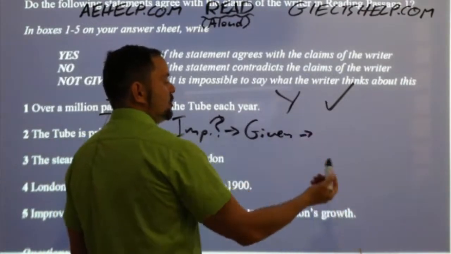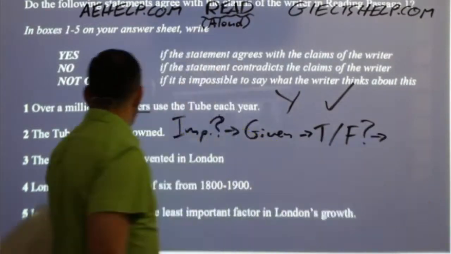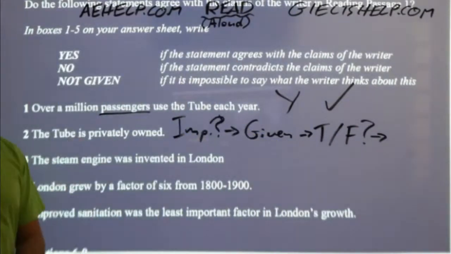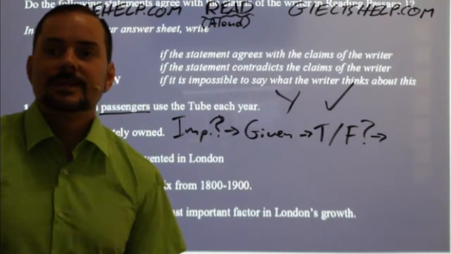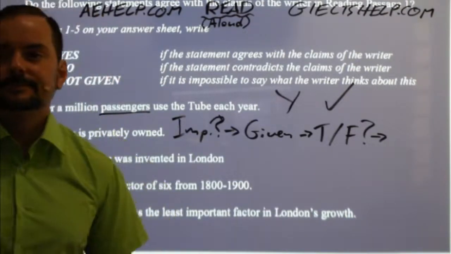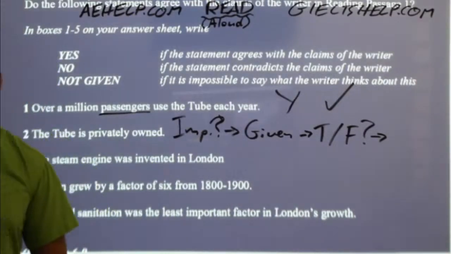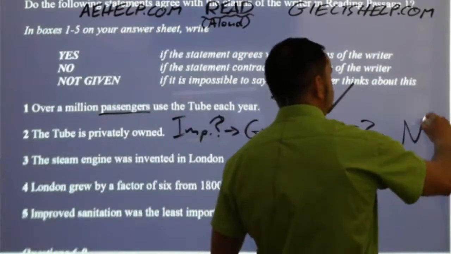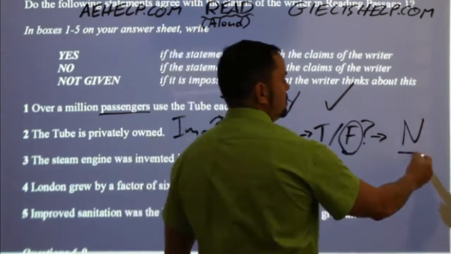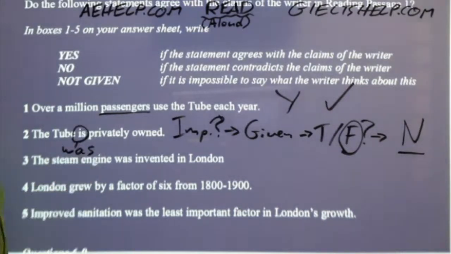Okay, so next question, true or false? Is the tube privately owned? True or false? Is it owned privately? Ali says nope. Abhishek says nope. Pooja says nope, it's false. Yeah, it's no. So it's false. So the answer is no. Why? Because of the "is." It would be true if this were "was." Be very careful with tense.